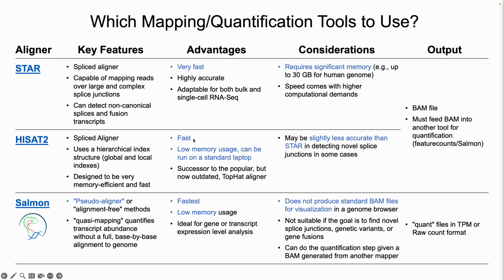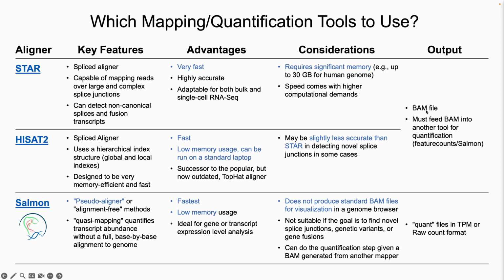HiSat2 is not as fast as STAR, but it's better on memory usage. So if you've got a reference genome, and especially if you want to know intron-exon boundaries and stuff like that, you might want to pick STAR or HiSat, and then the decision between those two is your computational resource. You know, how much memory do I have and how much time do I have? The outputs for STAR and HiSat are essentially the same.